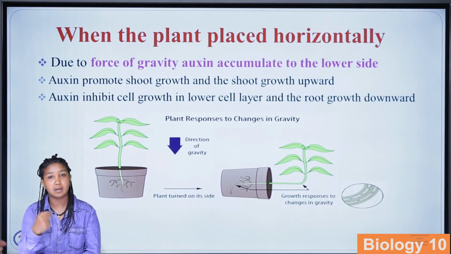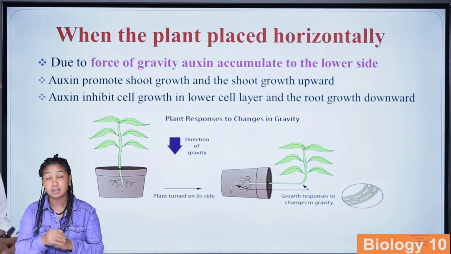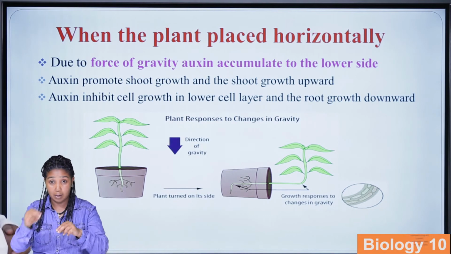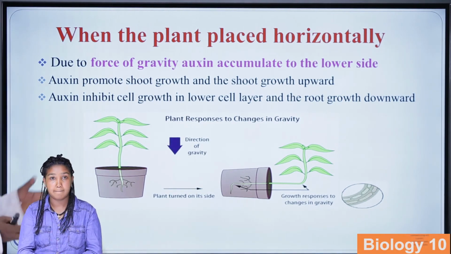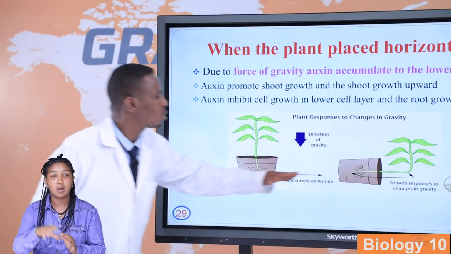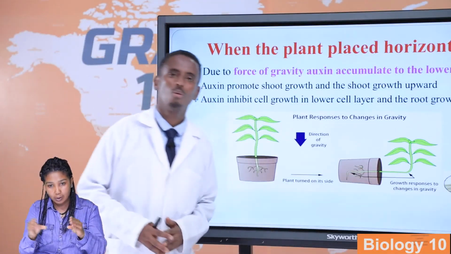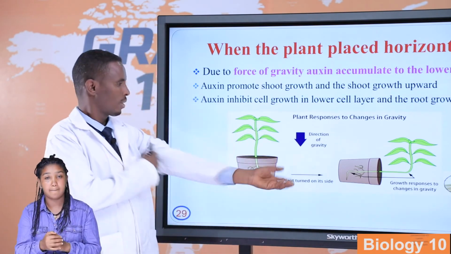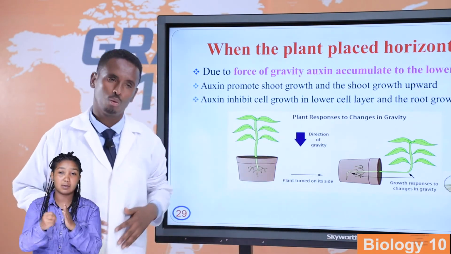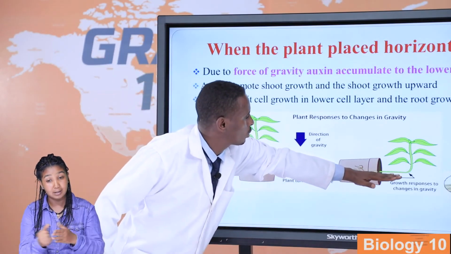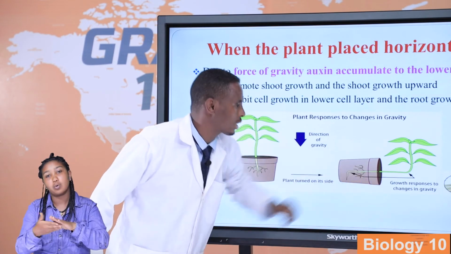The other important experiment is when the tip of the plant is placed horizontally. What happens? When we place it horizontally, due to the force of gravity, auxin accumulates on the lower side of the plant. When we place this plant horizontally, as a result of the force of gravity, auxin accumulates on the lower side. So what happened?